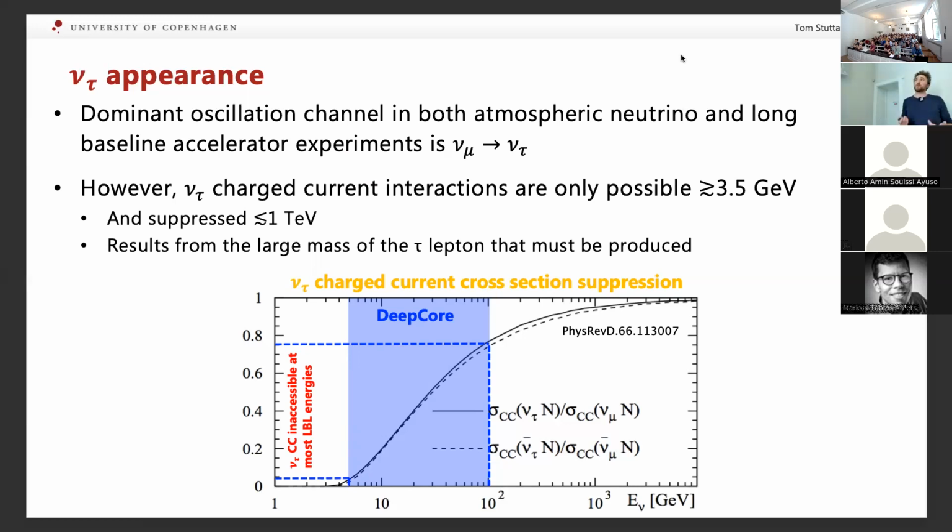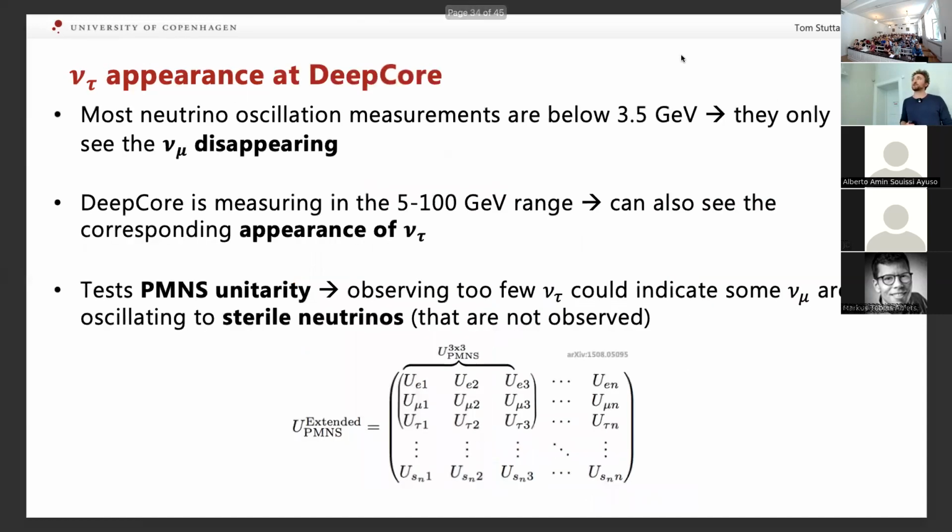One nice thing about measuring oscillations at high energies with something like IceCube is that because we're measuring at tens of GeV, we can actually see these tau neutrinos appear as well. And we can make a type of measurement that we call tau neutrino appearance. The reason that's a particularly nice measurement is because if we really do see these tau neutrinos appearing when the muon neutrinos are disappearing, that really gives us confidence in our model of neutrino oscillations.